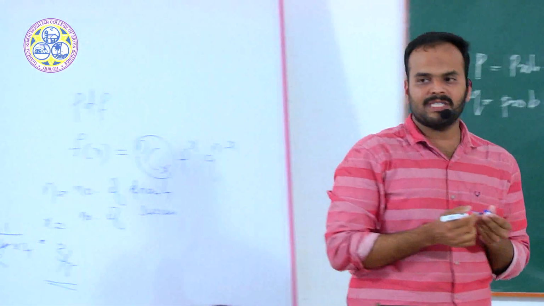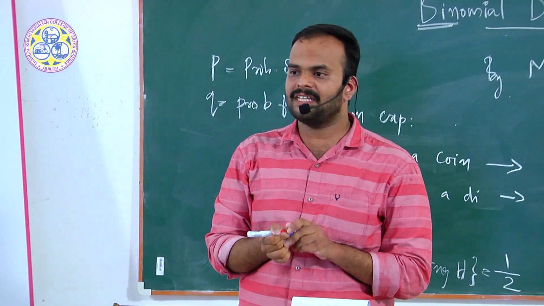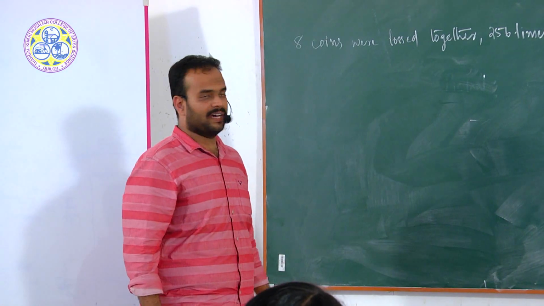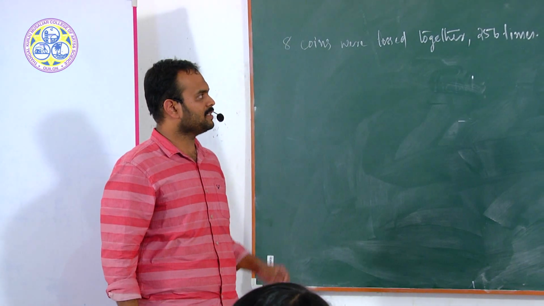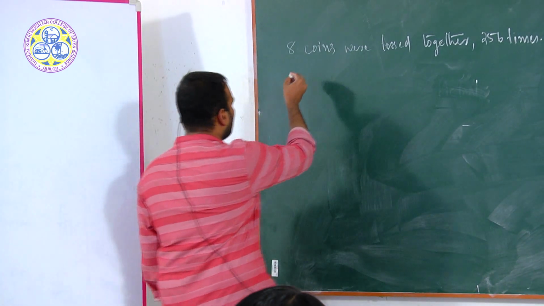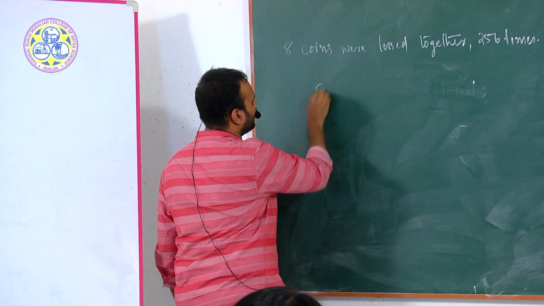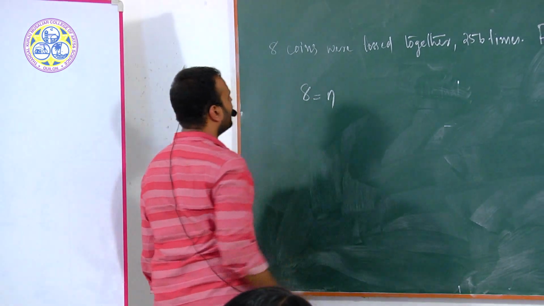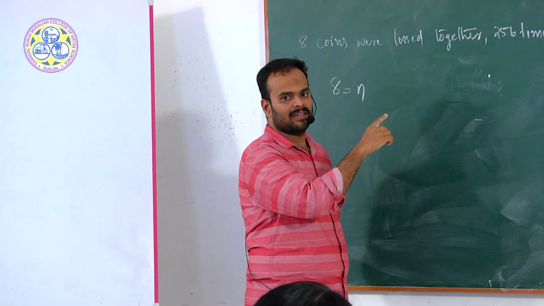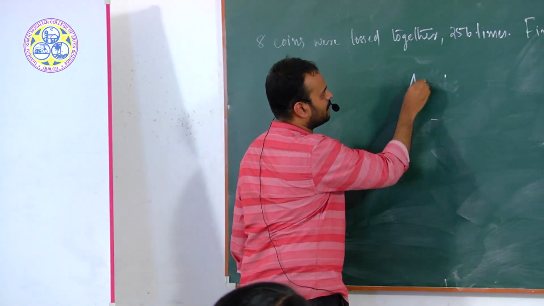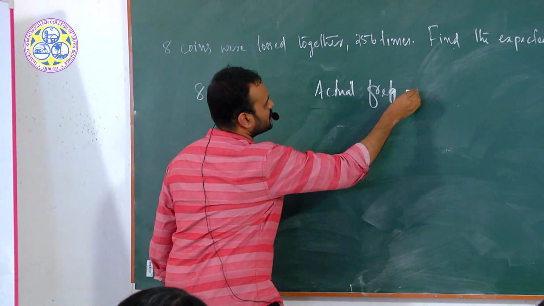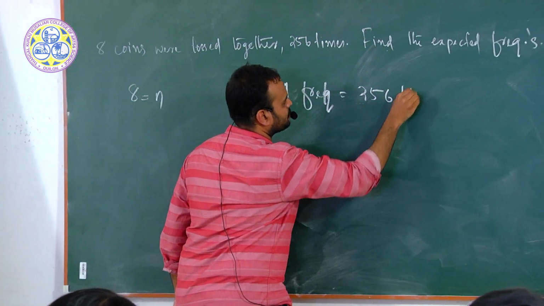Then our objective is to understand how to fit a distribution. Coming to the fitting problem: 8 coins were tossed together 256 times. Find the expected frequencies. This is the question. Here we can get the number of coins, 8 coins. Then n is equal to the number of coins, 8 coins. Tossed, how many times is it tossed? 256. The actual frequency is equal to 256 times.